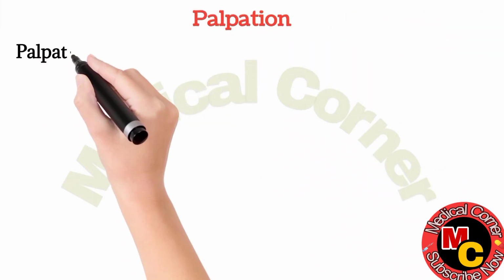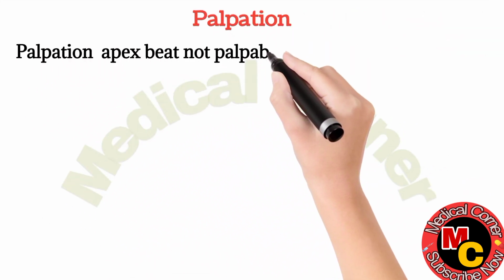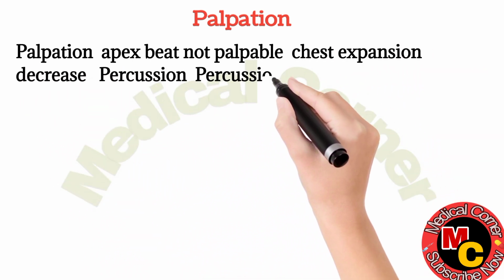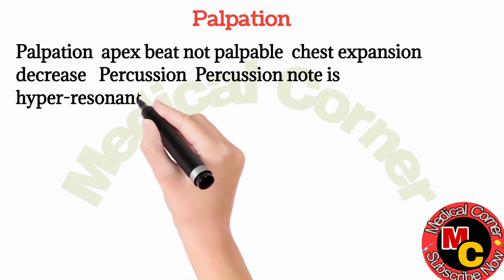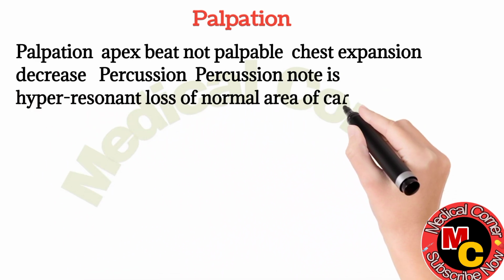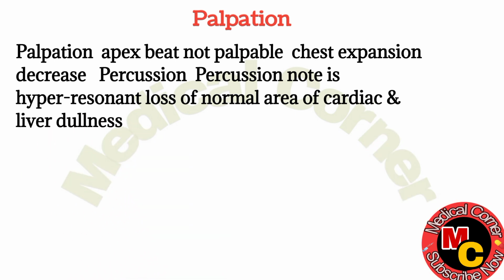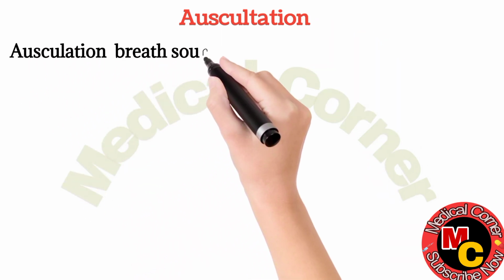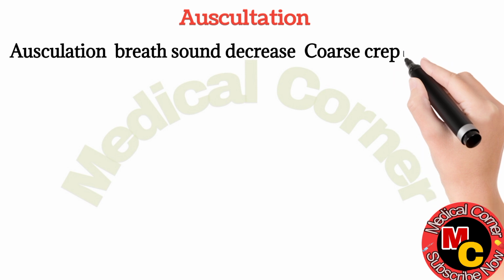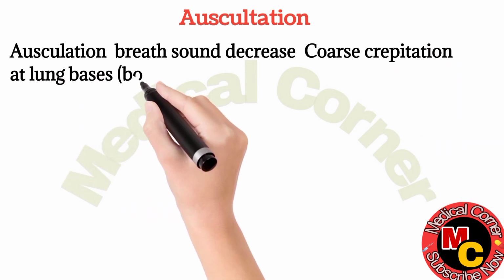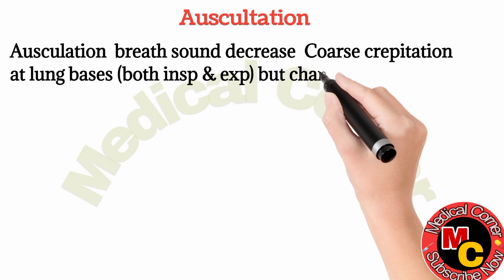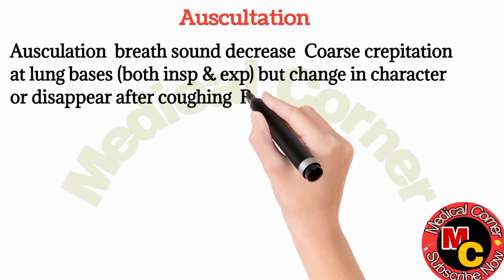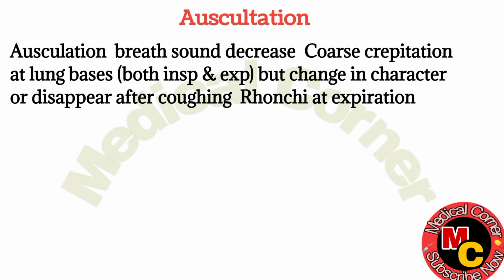On palpation, the apex beat is not palpable, and chest expansion decreases due to airflow obstruction. On percussion, the note is hyperresonant, with loss of normal areas of cardiac and liver dullness. If we auscultate a COPD patient, the breath sounds will be decreased, with coarse crepitations at the lung bases in both inspiration and expiration phases, but changing in character or disappearing after coughing. Bronchi at expiration is an abnormal lung sound.